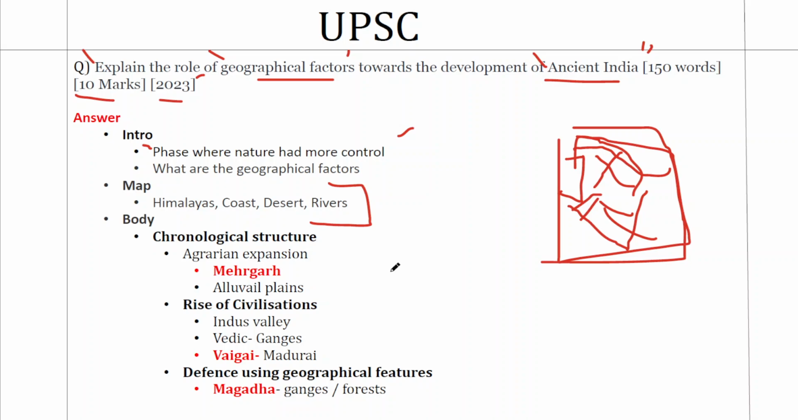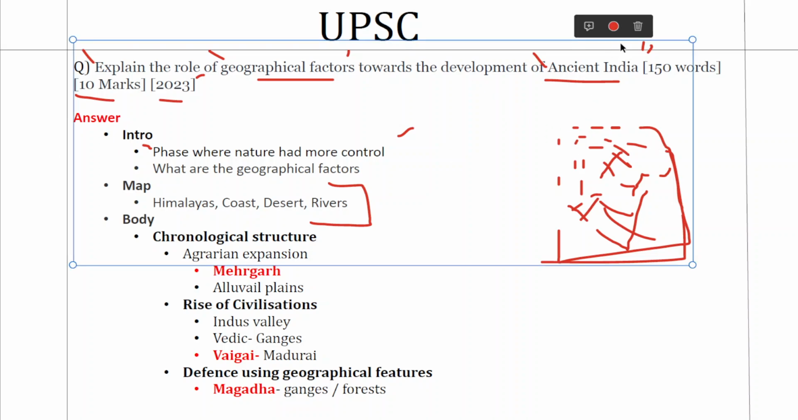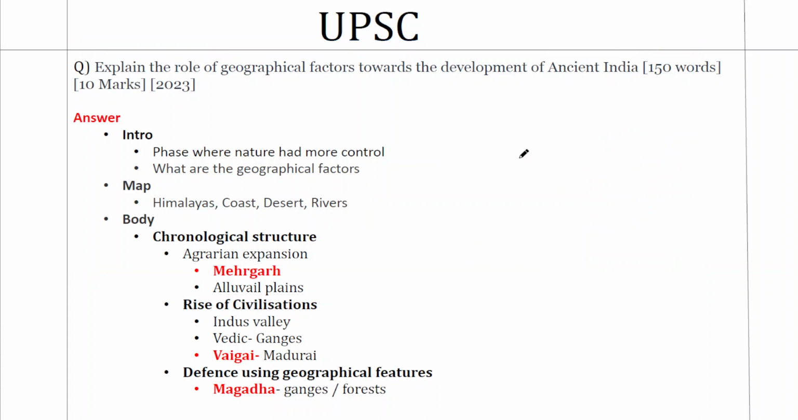The body part here, we have structured in chronological lines. So chronologically, we'll go along with the expansion of civilizations, and we'll explain each factor accordingly. That's a unique structure we have devised. The first point here is agrarian expansion. So if you take the map of India, I'll draw a new map. Pardon me for the map here, I'm just drawing a skeleton.